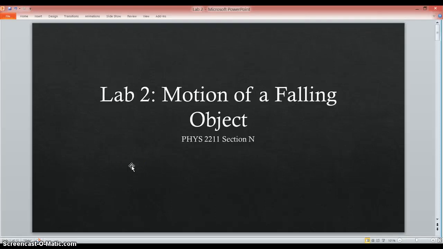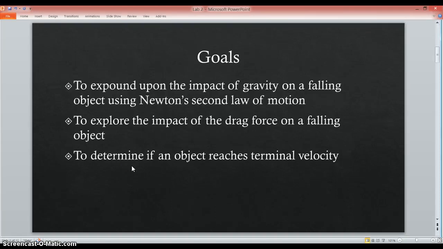Lab 2, Motion of a Falling Object, Physics 2211, Section N. The primary goal of this lab was to expound upon the impact of gravity on a falling object using Newton's second law of motion. Additionally, the impact of the drag force on this object was explored in a graphical representation. Later on, we determined if the object ever reached its terminal velocity as it made its approach towards the ground.